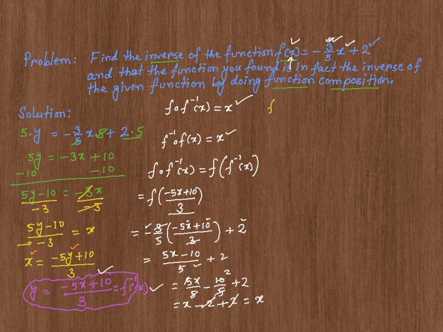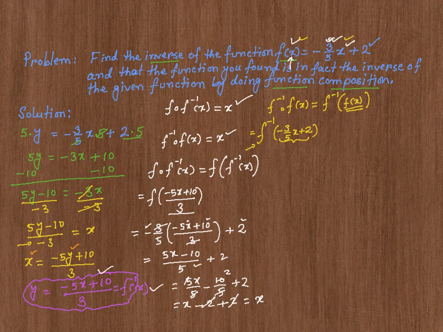So f inverse composed with f of x. By definition, it is f inverse of f of x. Now I'm just going to plug in the f of x here, which is going to be f inverse of, remember f of x is given here, which is negative 3 over 5x plus 2. Now think of this whole thing as an input going into f inverse.